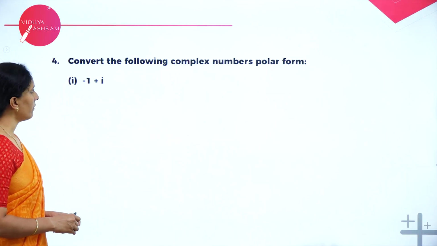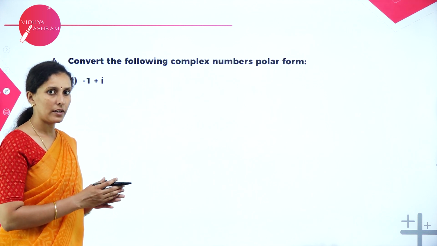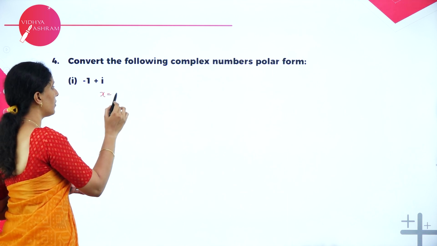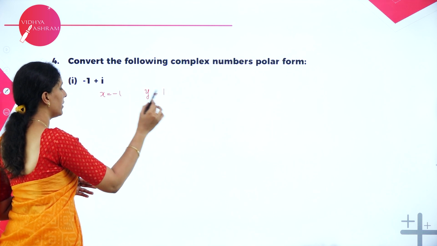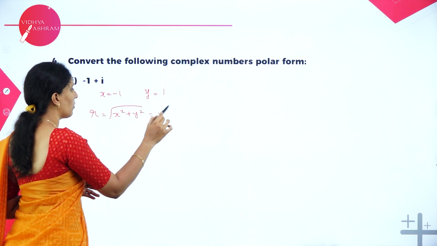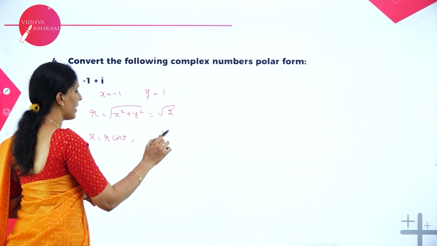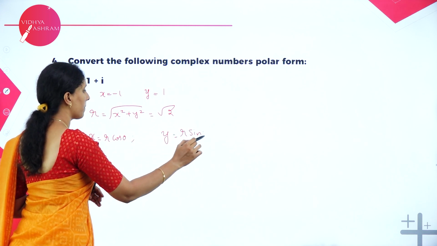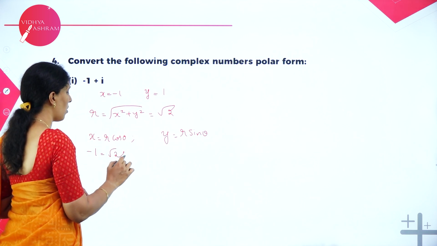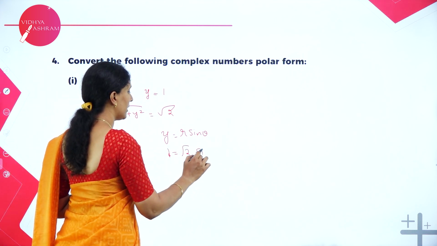Next question. Convert the following complex numbers into polar form. That is, we need to write this in the form of z is equal to r cos theta plus i sin theta. So let's take x is equal to minus 1, y is equal to 1 here. Then r is square root of x squared plus y squared, which is equal to root 2. Next we have x is equal to r cos theta and y is equal to r sin theta. So we will get minus 1 equals root 2 cos theta and 1 equals root 2 sin theta.